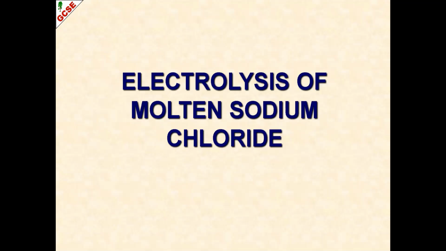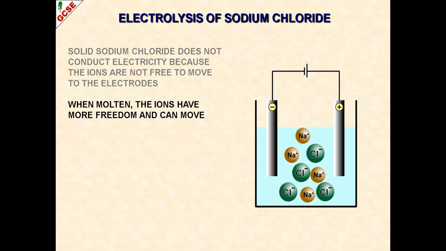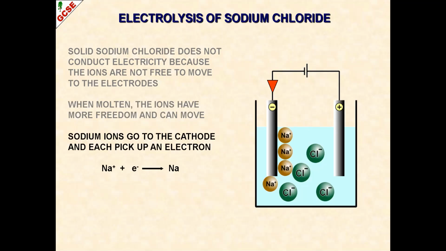So let's have a look at the electrolysis of molten sodium chloride. Now over here, if you take solid sodium chloride, we discussed that you cannot conduct electricity because the ions are not free to move. But if you take it in molten state, the ions are free to move. What happens when the battery is pulling away electrons from the anode? Initially, both of the electrodes are uncharged. The battery is pulling away electrons from the anode, so it becomes positively charged, and it is giving electrons to the cathode, so it becomes negatively charged.